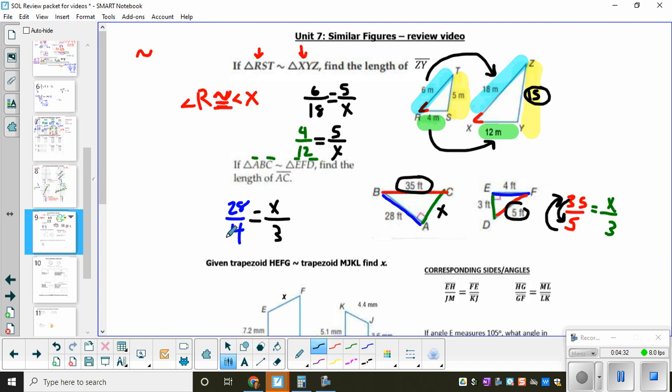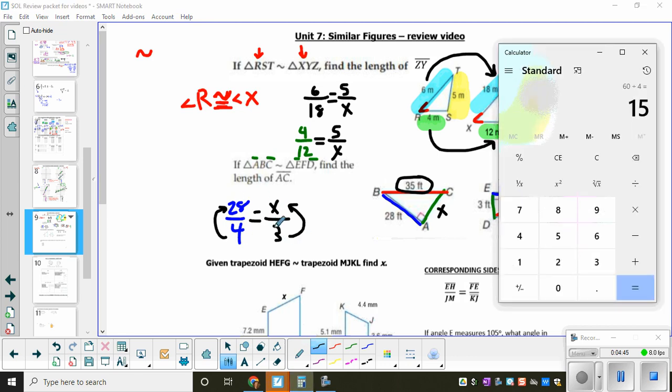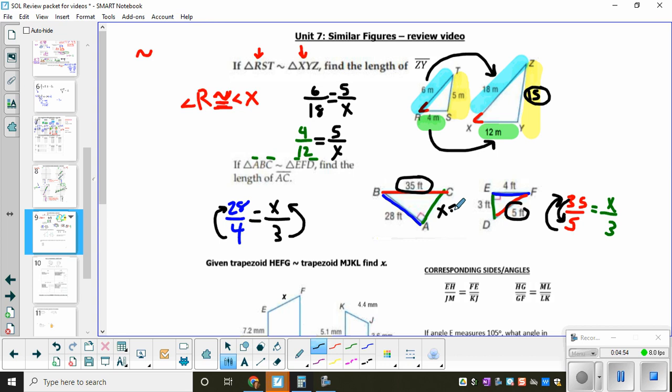It works over here. 4 times 7 gives me this 28. So I could just do times 7 here to get this answer. That's using the scale factor. That works. But if we want to prove it by just cross multiplying and dividing here, I'll do the 28 times 3, and then I'm going to divide by 4. And that's a 21. So this side has to be a 21.